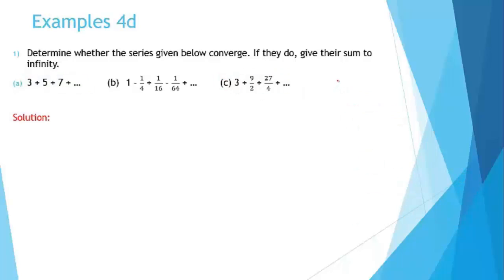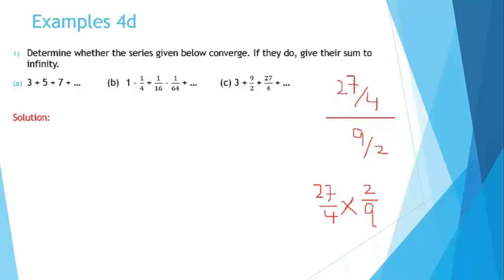So next we'll be working out 27/4 divided by 9/2. So 27/4, the division becomes multiplication. So we get 2/9. So the numerator becomes the denominator and the denominator becomes the numerator. So 2 goes into 2 once, 2 goes into 4 twice. 9 goes into 9 once and 9 goes into 27 thrice. So again we are getting 3/2. So we can confirm that the common ratio of this geometric progression is 3/2.